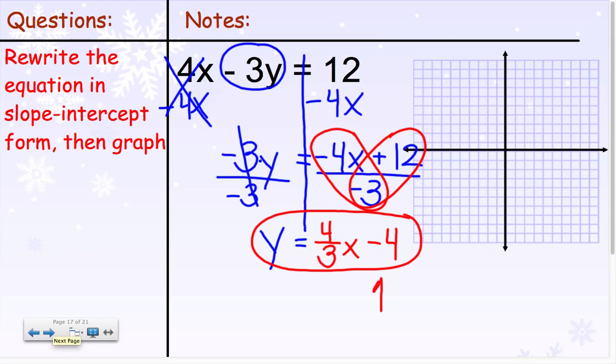I'm going to graph the negative 4 first. Negative 1, negative 2, negative 3, negative 4. Then I'm going to rise 4, 1, 2, 3, 4, run 3. Rise 4, run 3.